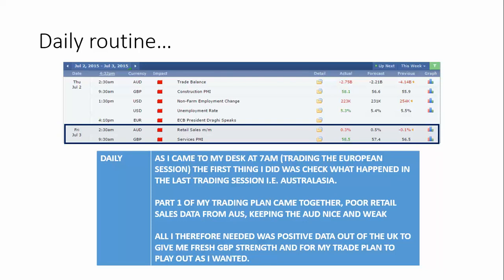So I then looked at the bigger picture. The pound is generally strong because of the central bank slowly moving towards a rate hike and the economy doing quite well. So if we got good UK data out at 9:30, that would give me the ability to execute a trade on pound Aussie, utilizing the trading plan of a strong pound, good data, versus a weak Australian dollar off bad data, in combination with the bigger picture also supporting that idea.